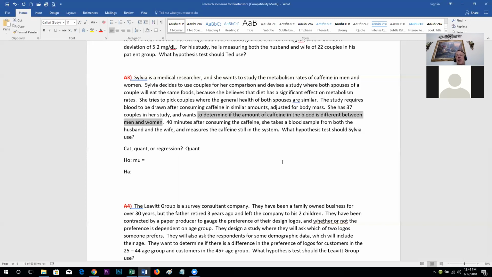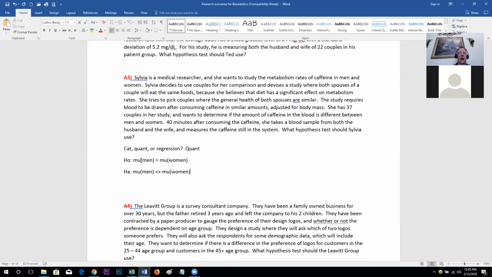So we're comparing men and women. So we're comparing mu of the men to mu of the women. Okay. Does that make sense now? Yes. And then we could say mu1 equals mu2, but I'd rather write it this way. Yeah, I like it that way better. And then the alternative hypothesis would be the difference. So mu of men is not equal to mu of women. Right. We just want to know if it's different.